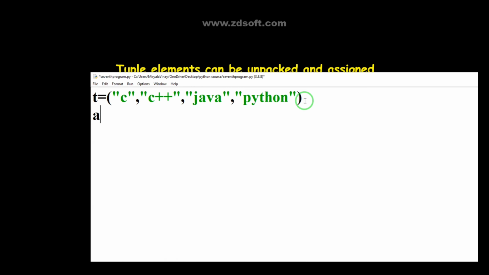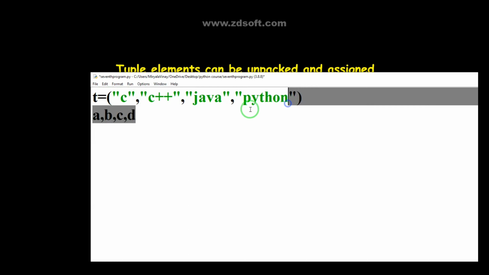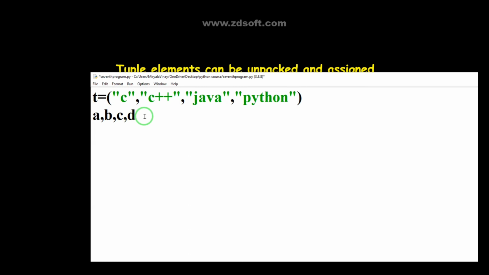to the variables. I am using a comma b comma c comma d, as our tuple consists of 4 values, that is C, C++, Java and Python. So that is why I am using a comma b comma c comma d, and I am using the equal to operator, that is the assignment operator, and after that assignment operator I am calling t, that is our tuple.